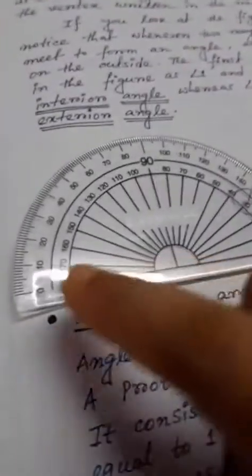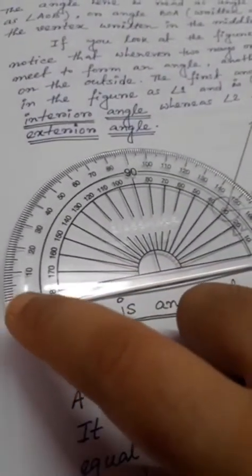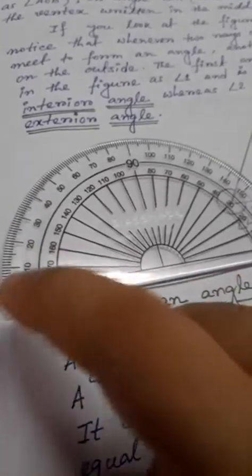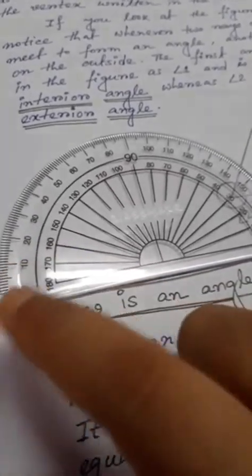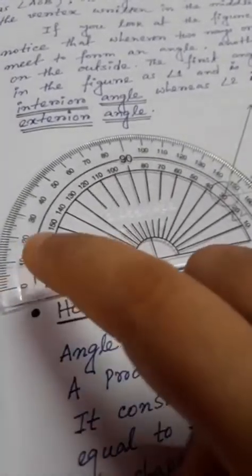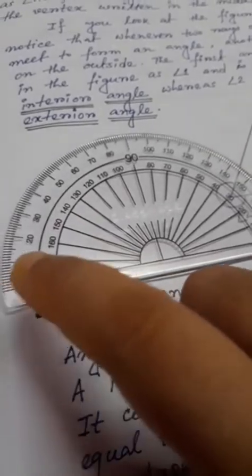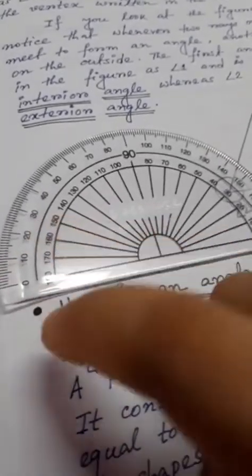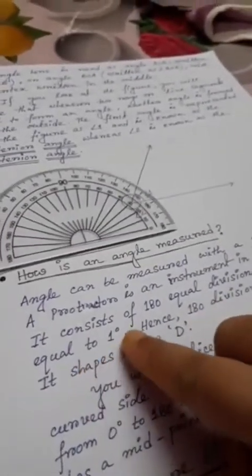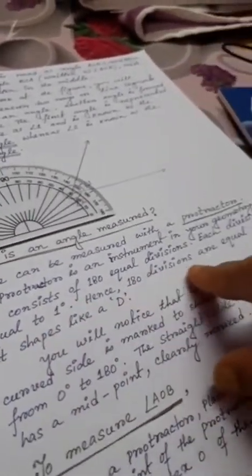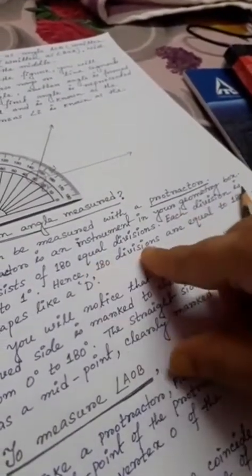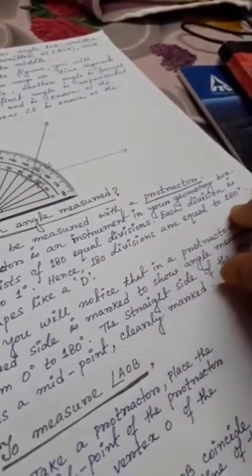See this, from 0 to 10, in the middle, 10 divisions are there. So that's why it's one division each. 10 divided by 10 means 1 degree. So each division is equal to 1 degree. Hence 180 divisions are equal to 180 degrees, because 180 divisions into 1 degree is equal to 180 degrees.